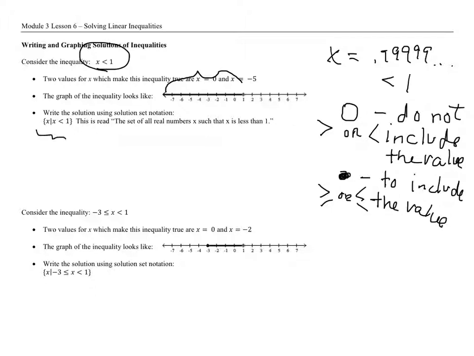It looks kind of corny, but it's going to be x. That bar means such that, which is why I love math, because one bar can mean two words. x is less than 1, and it's read the set of all real numbers such that x is less than 1. That's how it's read.